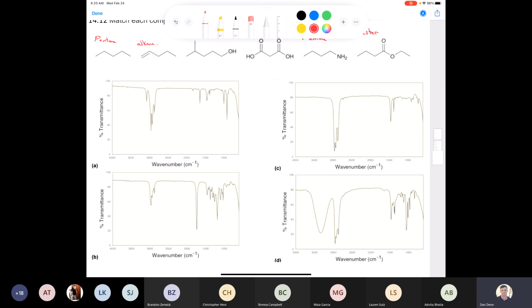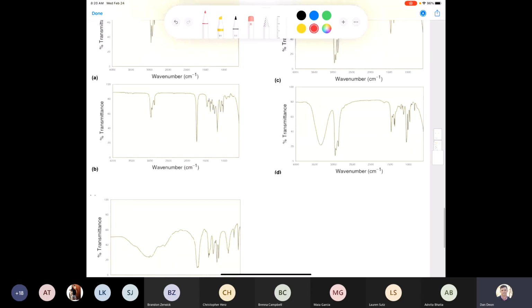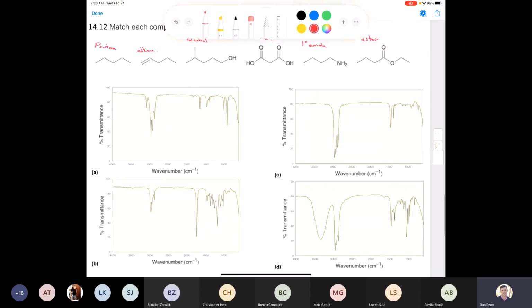Yeah, absolutely. Advita's got it. It's an alcohol, right? If we look at all of these, it's the only one with that broad stretch in the 3200 to 3600 range. So this is the oxygen-hydrogen stretch, okay? And you can see that there's probably the carbon-oxygen stretch here as well. And so this is the alcohol. So we eliminated that one. Boom, just like that.